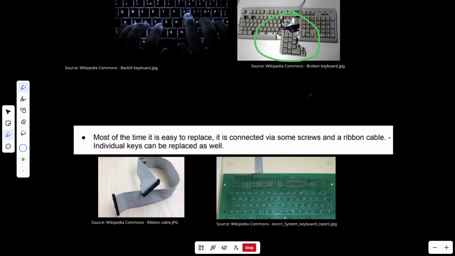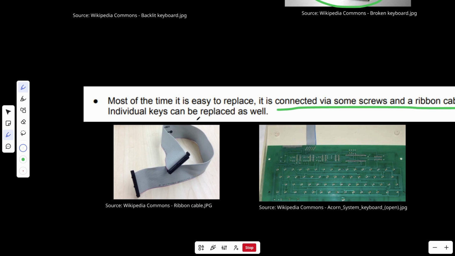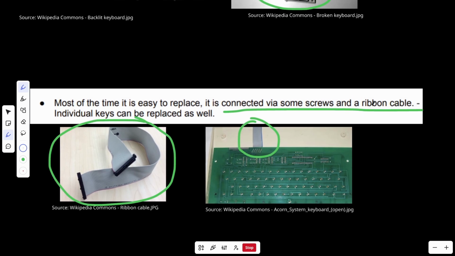Now, in terms of replacement and how it's connected, most of the time keyboards can be easy to replace, particularly if it's just one single key. Keyboards on laptops are connected via some screws and a ribbon cable. So let's really hone in on this ribbon cable. You can see why it's called a ribbon cable. It looks kind of like a ribbon, right? So very flexible, kind of fragile cable. You can see it again over there. You just need to know keyboards are connected by a ribbon cable. All right, that's going to be key. You could very well be asked about that. They could ask you, how is a keyboard connected to the laptop, through what kind of cable? You would say a ribbon cable in that instance.